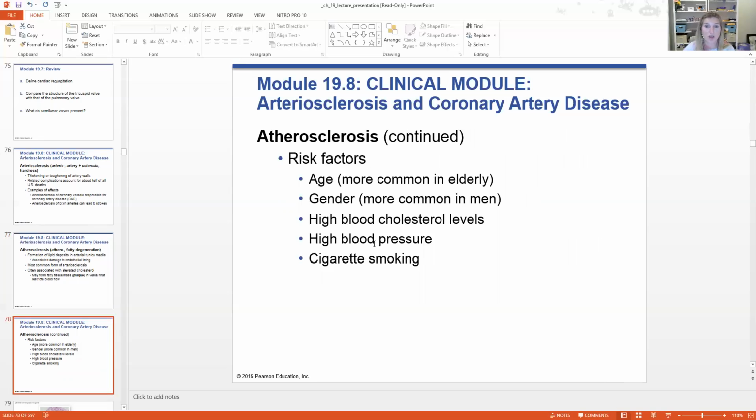There are several risk factors involved in atherosclerosis. More common in elderly, just an accumulation of life events. Gender is much more common in men. High cholesterol levels, high blood pressure, and cigarette smoking, all linked to atherosclerosis. Again, one of the number 1 causes of death in the United States. In fact, coronary artery disease, heart disease, is the number 1 killer in the United States, and the majority of it is linked back to these conditions.